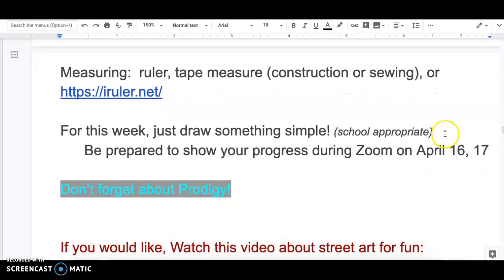No guns, that kind of thing. So make sure it's school appropriate, and you're going to draw something simple, and you're going to be prepared to show your progress during our Zoom on April 16th for A days and April 17th for B days. So make sure you have your simple start by then.